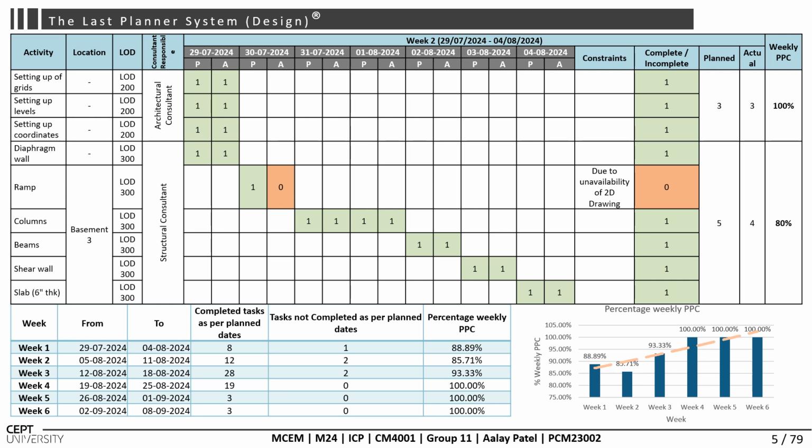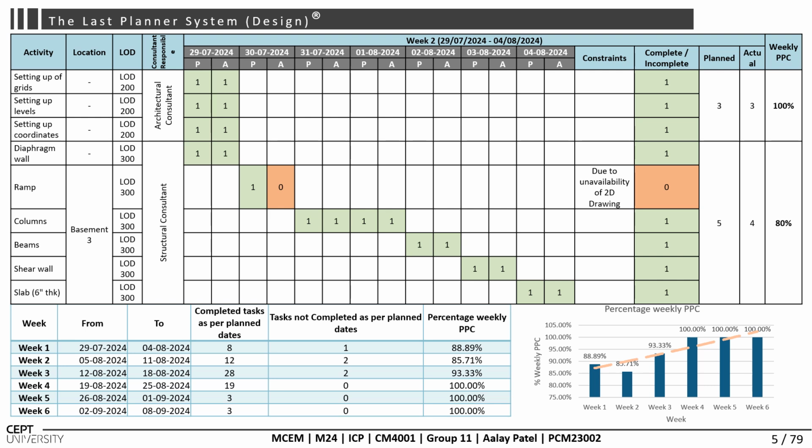A weekly PPC table, planned percentage complete table, was prepared showing the percentage of activities completed as per the planned schedules. For example, in week 1, there were 8 planned activities. However, one activity was not completed due to a constraint, resulting in a weekly PPC of 88.89%. Similar calculations were carried out for subsequent weeks to measure performance and track improvements.